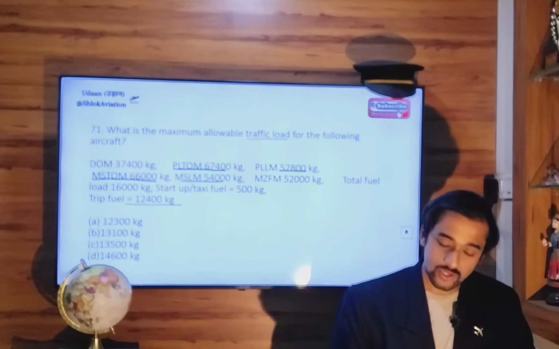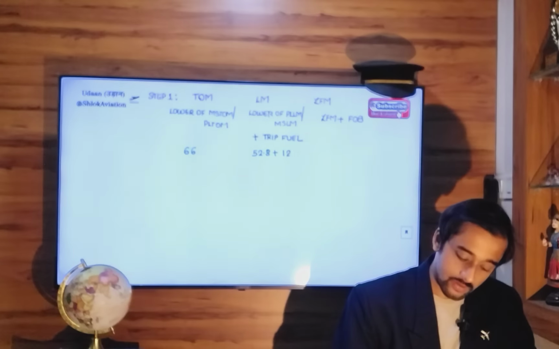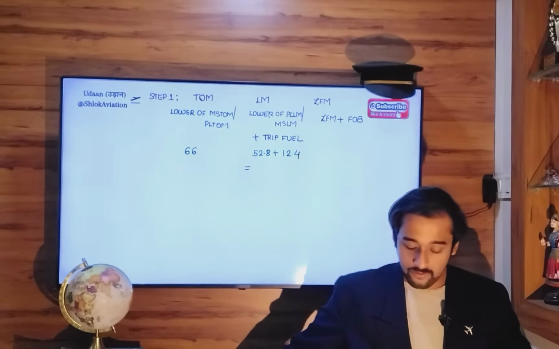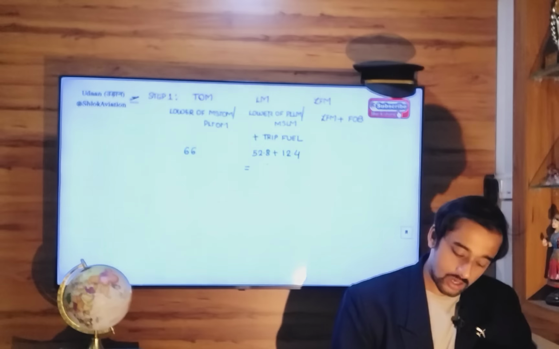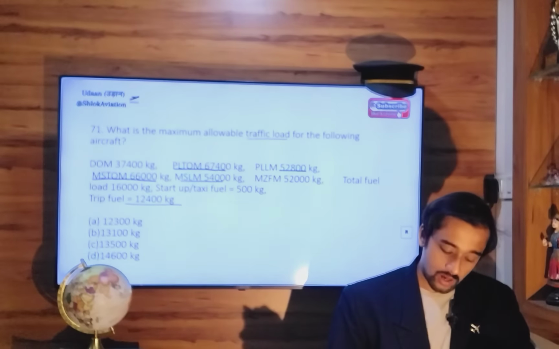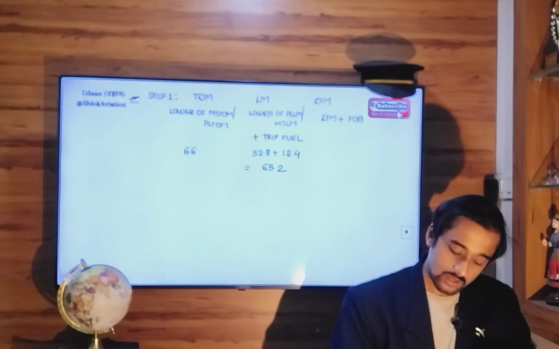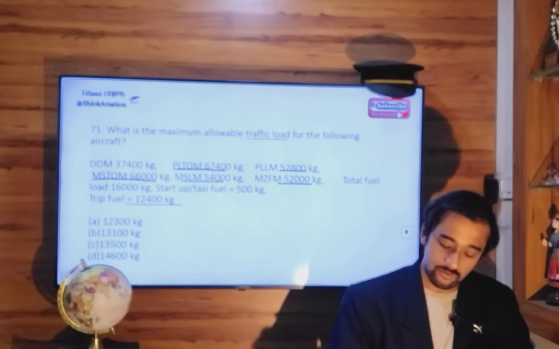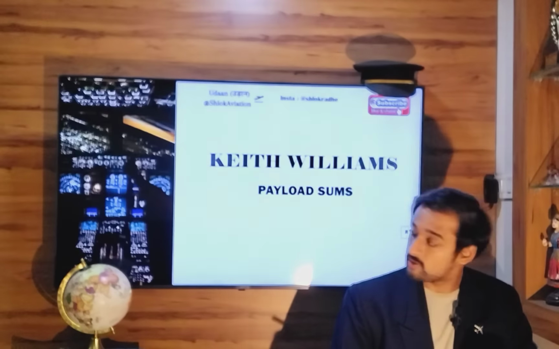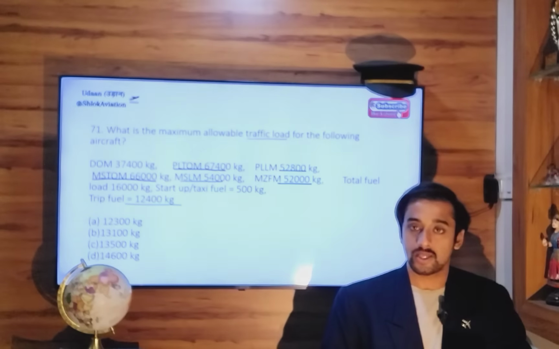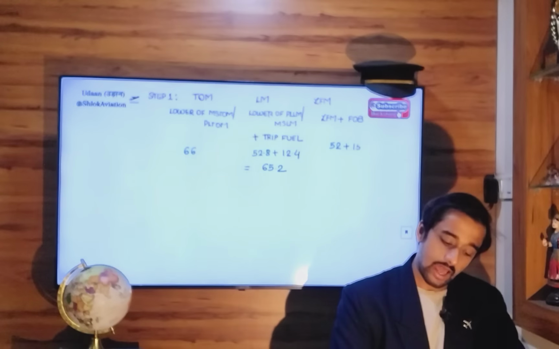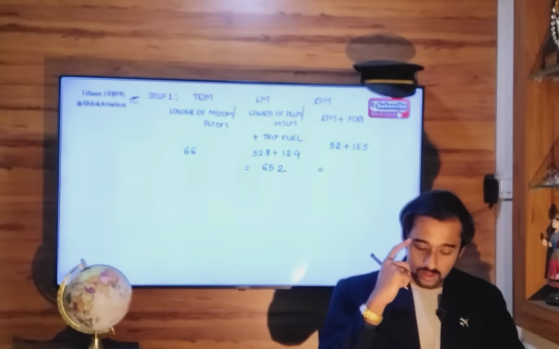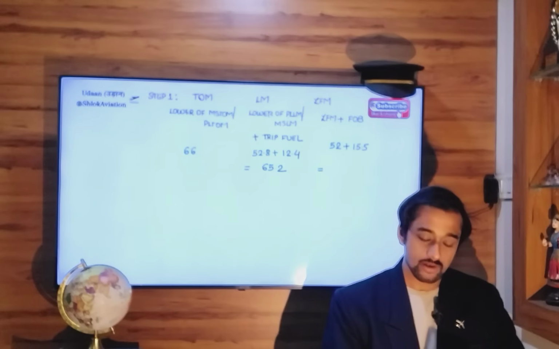Trip fuel is how much? 12,400. So 12.4. So 52.8 plus 12.4, 65.2. Next, zero fuel mass is 52,000, so 52. Fuel on board is total fuel minus startup and taxi fuel. So total fuel is how much? It is 16,000 and taxi fuel is 500. So 16,000 minus 500 is 15,500. So we will add 15.5. Okay. Now 52 plus 15.5 is 67.5.